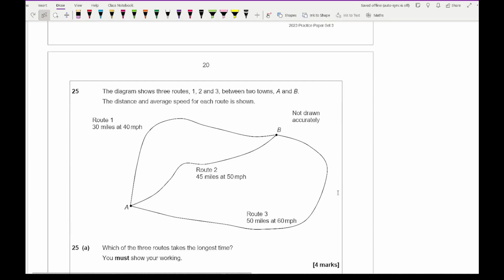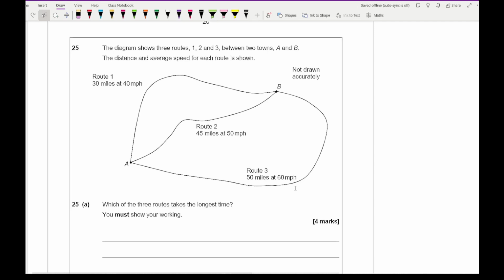Moving on to question 25, which is our last question. It says the diagram shows three routes, route 1, 2 and 3, between two towns A and B. The distance and average speed of each route is shown, and part A is asking which of the three routes takes the longest time. Well, we know that time equals distance divided by speed.